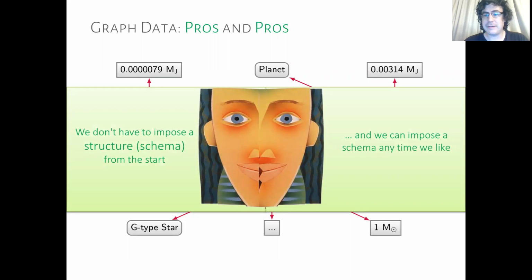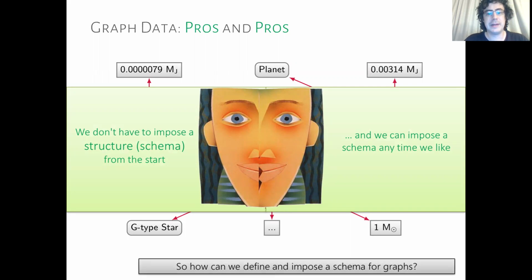So maybe we could have two pros, right? Maybe we don't have to impose a structure or schema from the start, but when we like, we can impose a schema anytime. There are different forms of schema, and we already spoke about RDFS schema, which I think is probably not a good name for it. It's more of an ontology language. I'll discuss why RDF schema is perhaps not enough for the semantic web.